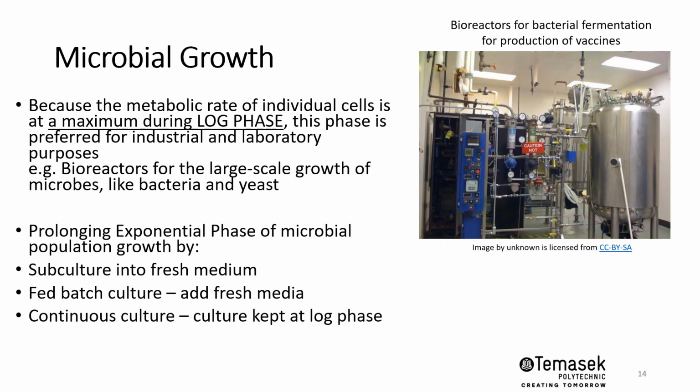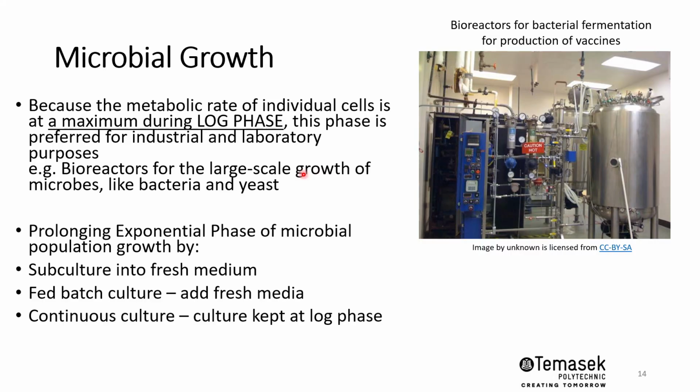So I want to talk about metabolic growth, and why we obtain cells in the log phase, also the exponential phase. This is because the metabolic rate of the individual cells is at its highest during the log phase itself. This phase, as I mentioned earlier, is often preferred in industry and the laboratory for large-scale growth of your microbes, bacteria and yeast. This is because they are the healthiest. They are growing well. There's a lot of nutrients available. The physical space is increasingly being used, but the metabolic waste is also low at the moment.